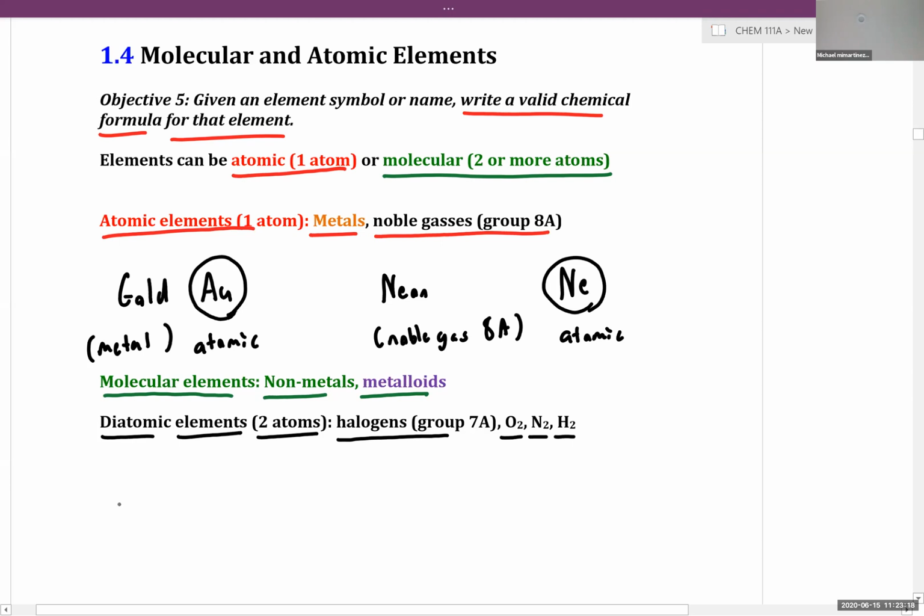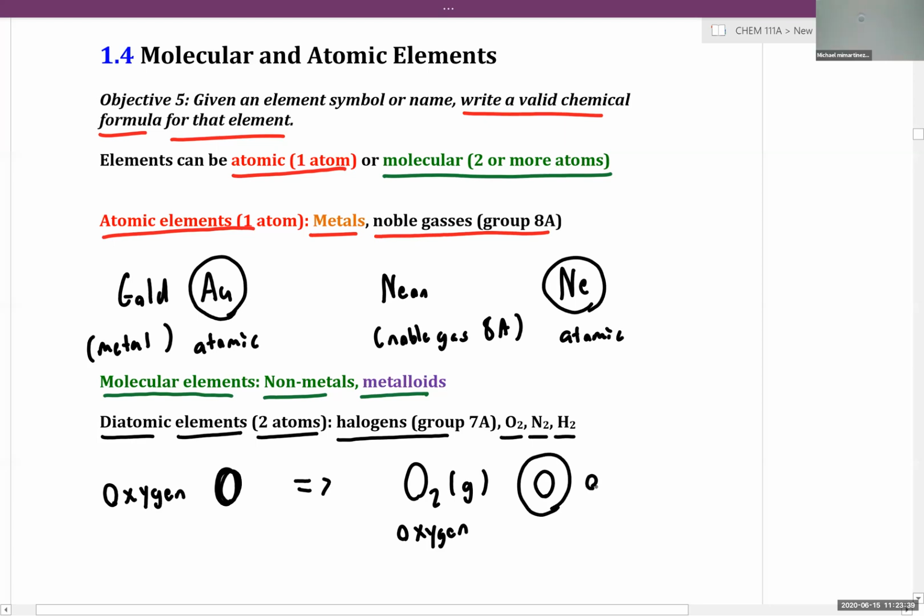So for example, oxygen, if someone just says oxygen or they give you this symbol for your element, the correct formula for oxygen would be O2. So when someone says oxygen, they're referring to O2 gas. So we have two atoms of oxygen in one molecule of oxygen.